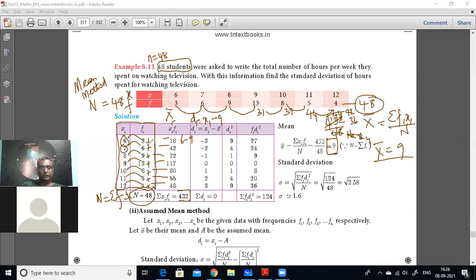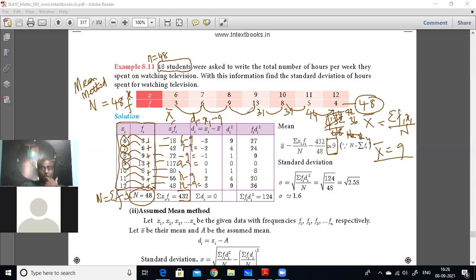Then 7 minus 9, minus 2. Then 8 minus 9, minus 1. Then 9 minus 9 is 0. 10 minus 9 is 1. 11 minus 9 is 2. 12 minus 9 is 3. You understood how you got di.